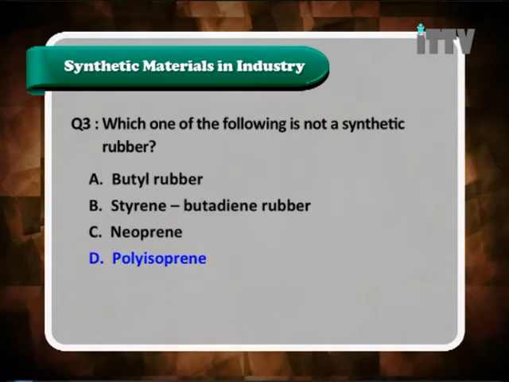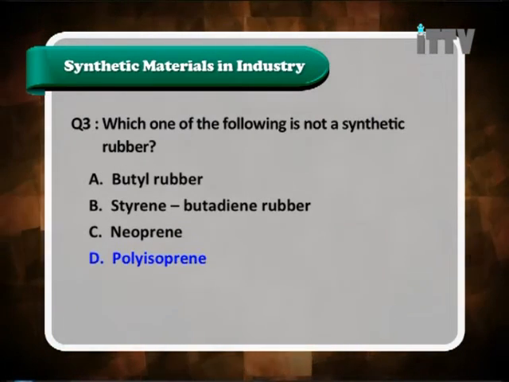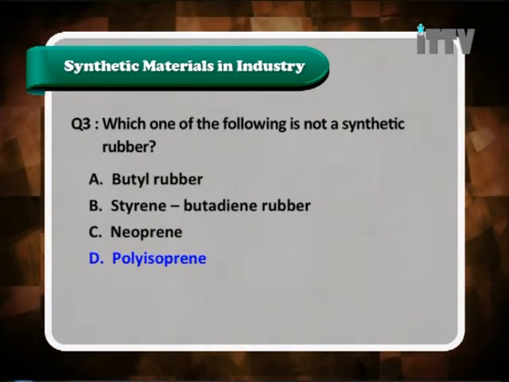So D, let's look at the answer, polyisoprene. If you can remember back, natural rubber is actually called polyisoprene, which consists of monomer isoprene. So therefore, the answer for this question is D, polyisoprene, because it is actually made from natural rubber.